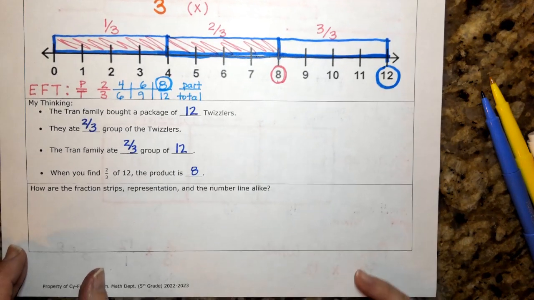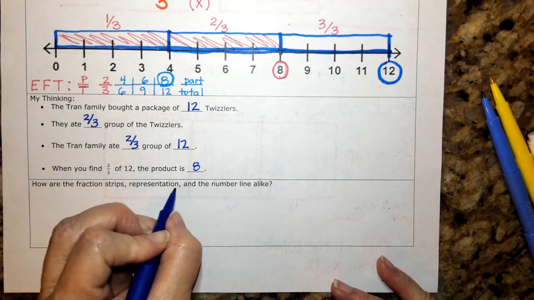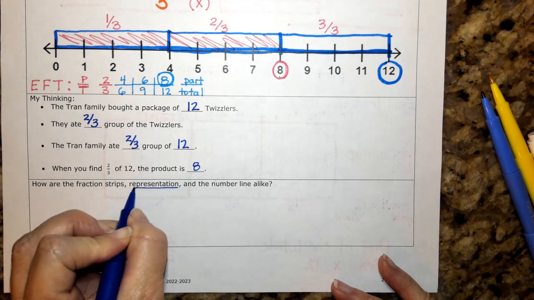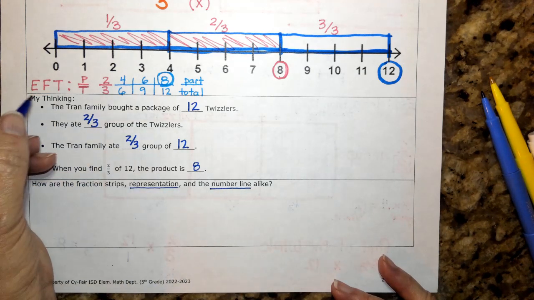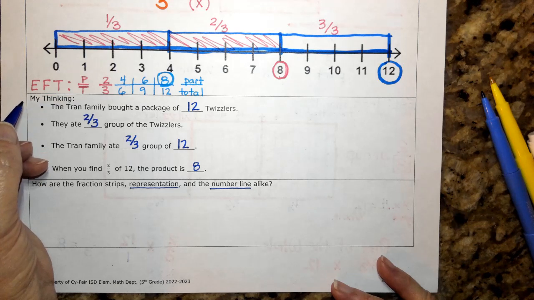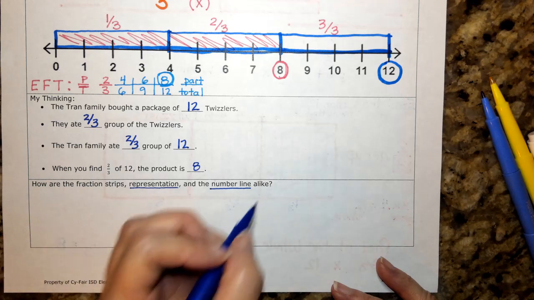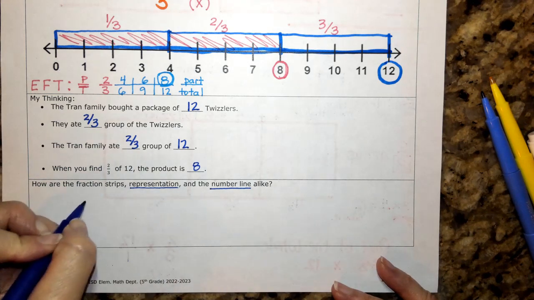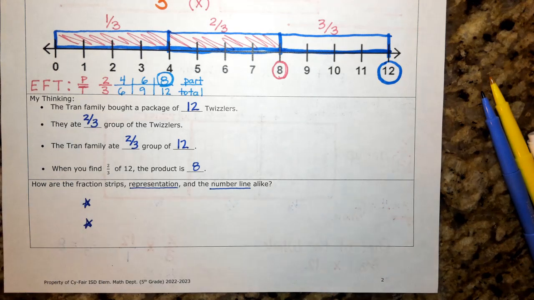So right now, I want you to do some reflecting. I want you to think about our representation. I want you to think about our number line. And I even want you to go back and think about our EFT. What are some things that you notice that are alike? You should be able to give me at least 2 pieces of information.